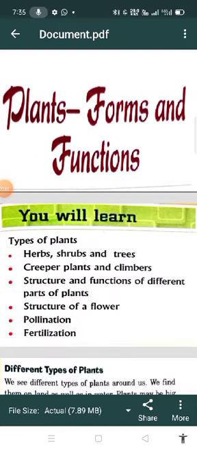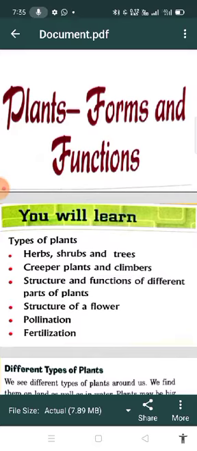So today we will study about plants, forms and functions. Mainly we have to discuss today herbs, shrubs and trees, creepers, and climbers. This many points we will discuss today. So first we have to see the different types of plants.